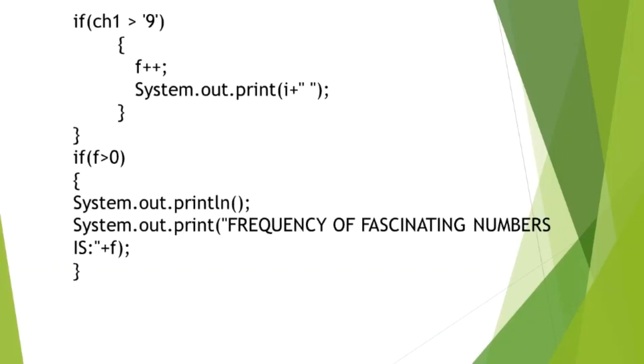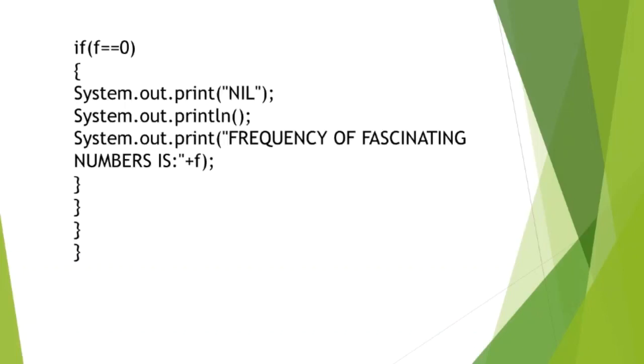If f is greater than 0, then we come to System.out.println and we print the frequency of fascinating numbers which are being stored in f. This is how our program is being executed. Now I will show you the execution practically.